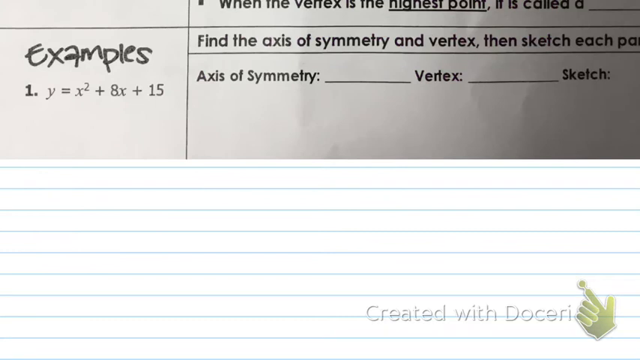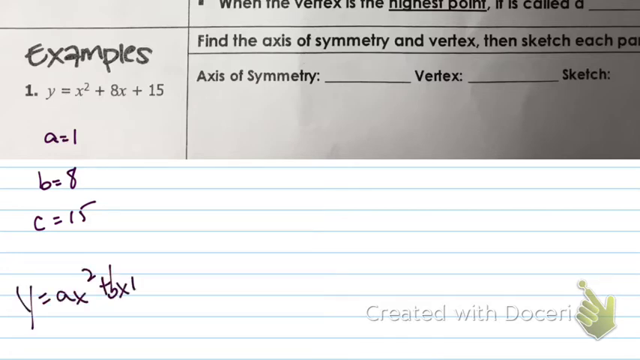I have a quadratic function here. I know it's quadratic because I have an x to the second power there. Just to get organized, I like doing a little like my a value is 1, my b value is 8, and my c value is 15. I like pulling my a, b, and c values from my standard form. Remember, y equals ax squared plus bx plus c. And if you forget that, where can you look? Yeah, the top of your notes.